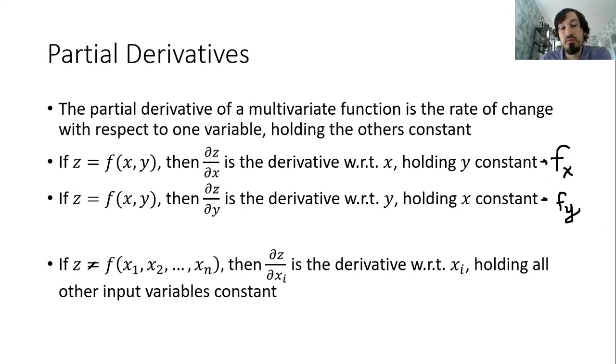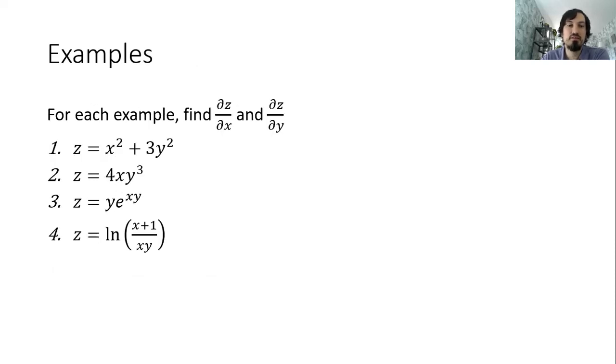Okay, and also, what if there's more than 2 variables? There could be however many you want, all the way up to n. You can still talk about the partial derivative with respect to each of those variables. And like I said before, what you do is just hold all of the other variables constant. But you use the same rules of differentiation. You already know the rules of differentiation. So this is not any harder than what we've already done. Okay. Let's do some examples now.